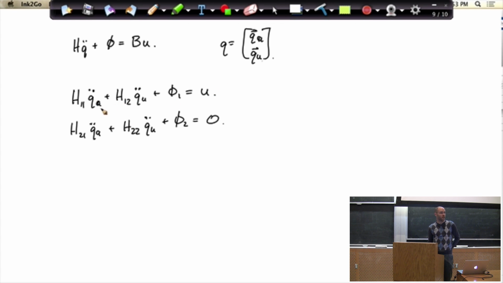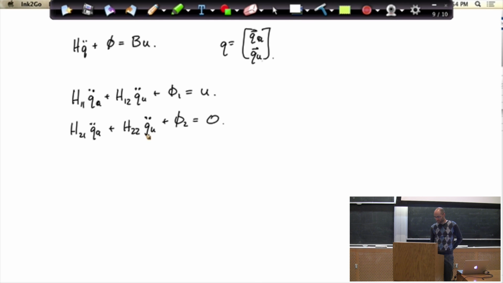I can control Q double dot actuated always. I can control Q U double dot to the extent that, now you have to understand the coupling between these equations. The coupling between those variables goes through these off-diagonal matrices. It's the inertial matrix that couples the 2 equations. So if you write down the full form of this, what you'll see is that if this thing is invertible, then I can control Q double dot U, and if it's not, then I can't.